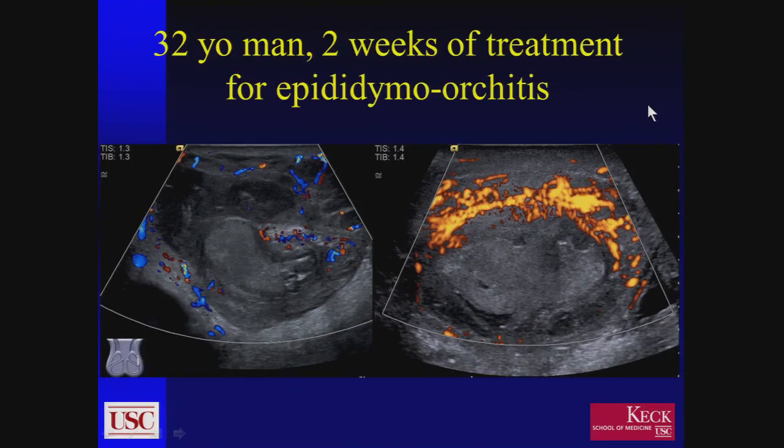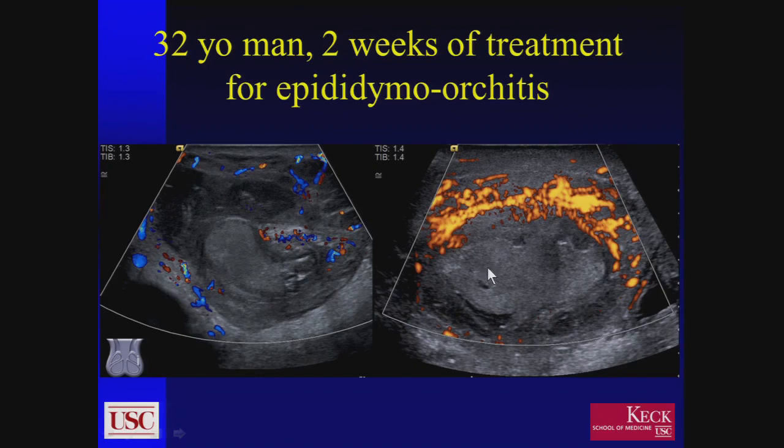Some patients who forget to take their pills actually get into more trouble. This was another man, 32 years old, again, same situation, 2 weeks of questionable treatment for epididymoorchitis. In his particular case, you could see that there was tremendous vascularity around the testicle. You can see what likely represents a pyocele, but what was particularly appalling about this was when you pushed on the testicle, it moved.